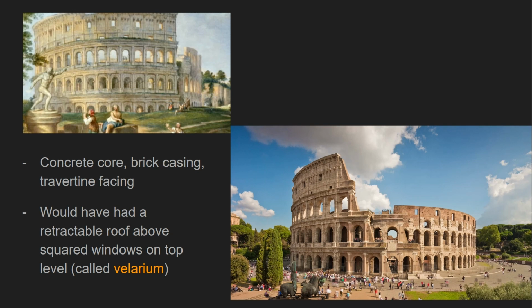Now, it also would have had a retractable roof. Rome is extremely warm. It's actually similar to Houston, so it gets pretty hot. And so you need this retractable roof in order to provide shade for the people who are attending these games that are occurring within the arena of the Colosseum.